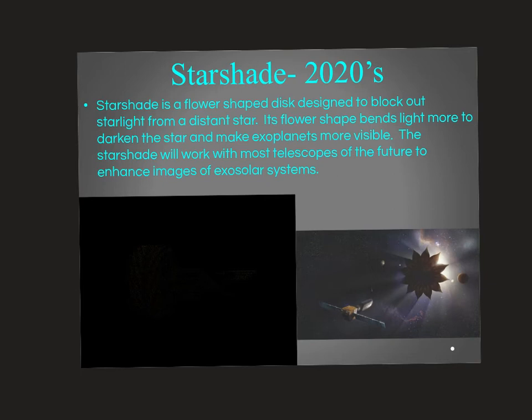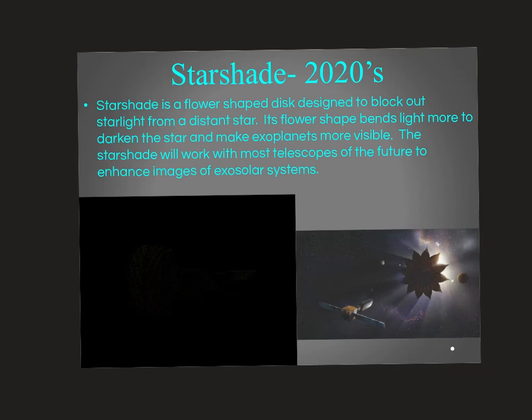And certainly if you've ever had your cell phone up to your face while you're outside, you look up and what do you see? It's just pitch black, right? So you need a way to block that light. Well, Starshade in the 2020s is going to do just that. It's a flower-shaped disc designed to block out starlight from a distant star. This flower shape bends light more to darken the star and make exoplanets more visible. The Starshade will work with most telescopes of the future to enhance images of exosolar systems.